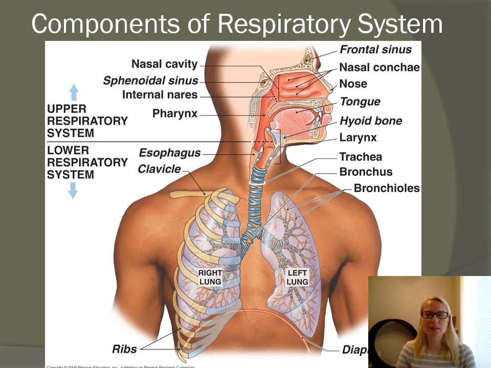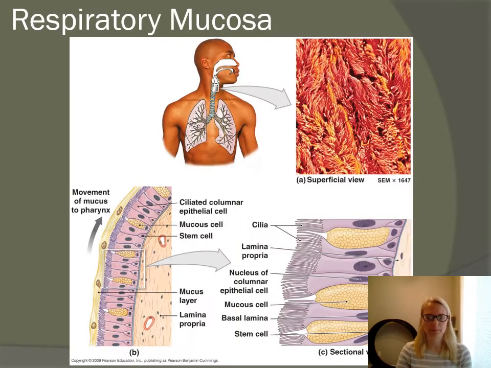So we can see the upper structures are mainly going to be centered around your nasal and oral cavities and your pharynx, which is basically the fancy word for your throat. And then the lower respiratory structures are basically your trachea, bronchi, and lungs, and all the tubes that are going into the lungs. So we're going to start looking at the details of the upper respiratory system.